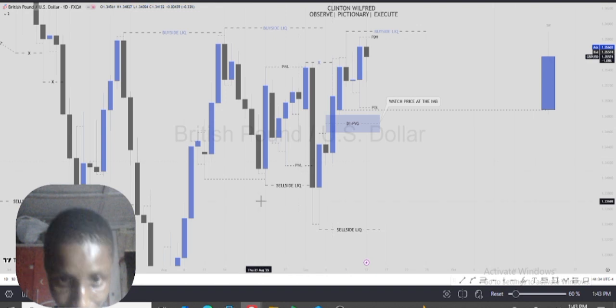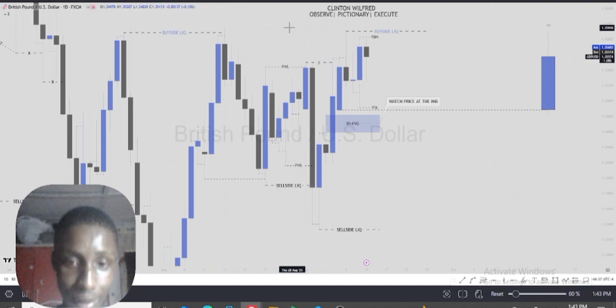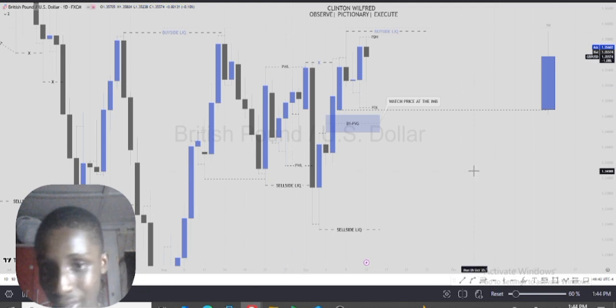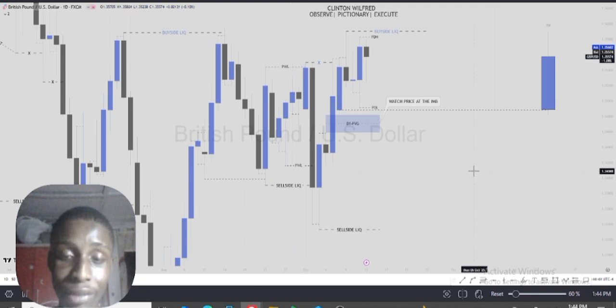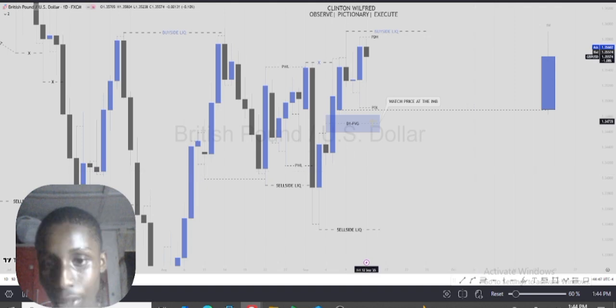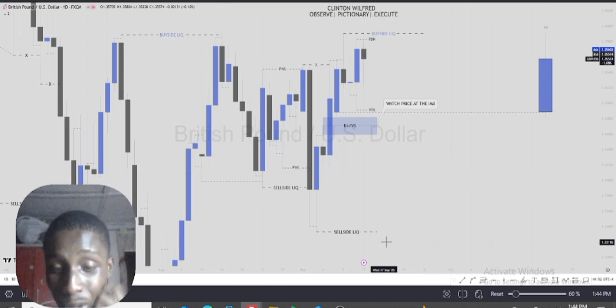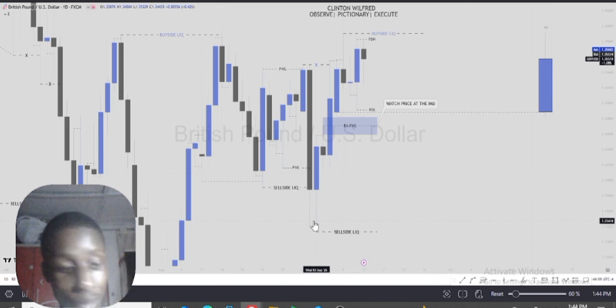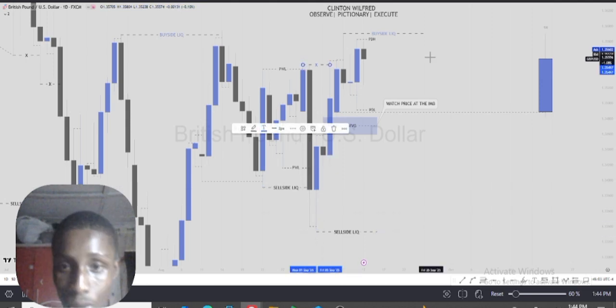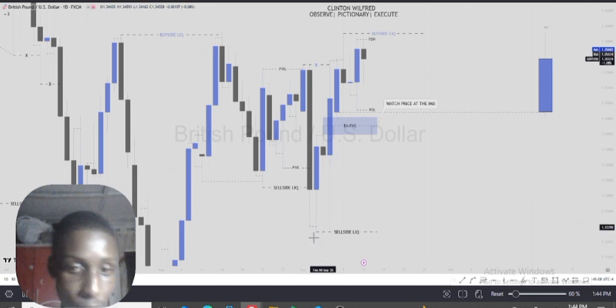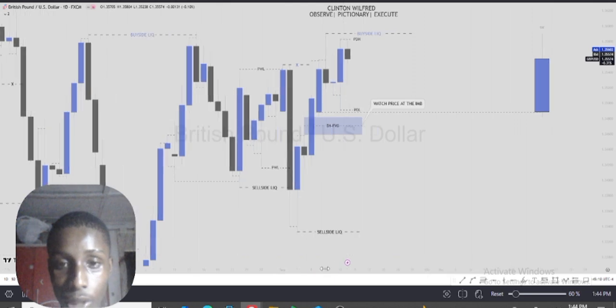Price delivers from sell side to buy side, from buy side to sell side, from imbalances, from internal range liquidity to external range liquidity, from internal range liquidity imbalance to old highs or old lows. So right here on GBPUSD, it came all the way down from this low. After taking out this low, it made a low and we headed back to these old highs. This was where buy side liquidity was resting, above these old highs.